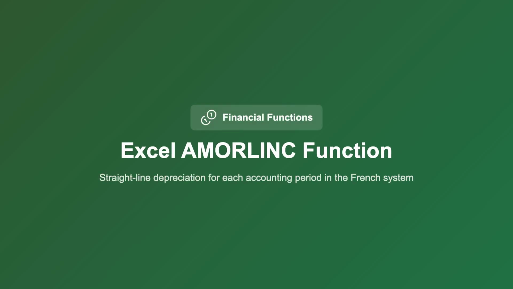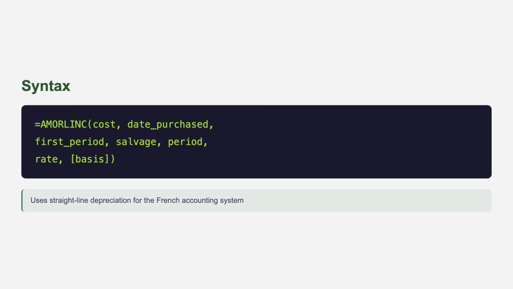Excel AMORLINC function. This function returns the depreciation for each accounting period using straight-line depreciation in the French accounting system. The name stands for Amortissements linéaires comptables. The syntax is AMORLINC with parameters cost, date purchased, first period, salvage period, rate, and an optional basis. Unlike AMORLINC, this function uses straight-line depreciation without any coefficient adjustment.